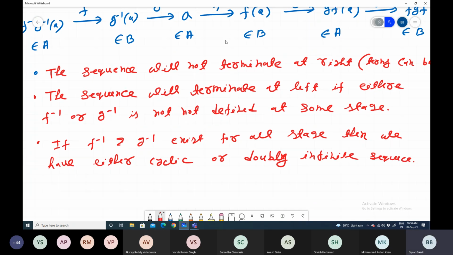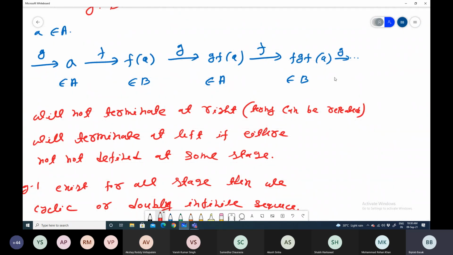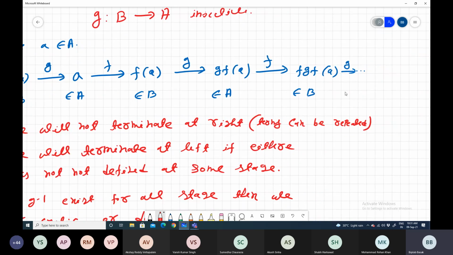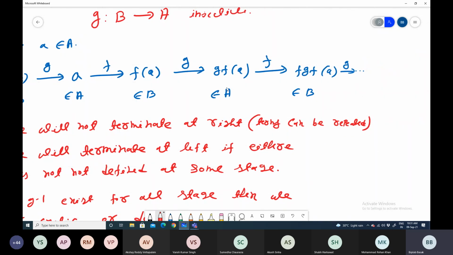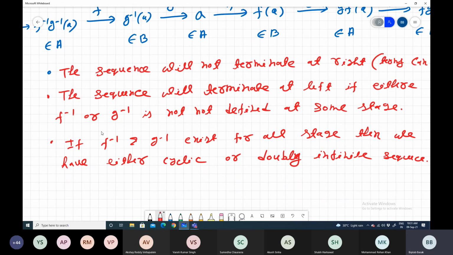Cyclic means all the terms at the left and all the terms at the right are the same at some stage, so that infinite sequence forms a cycle. Otherwise, there is another possibility: the right side is infinite, it can be repeated, and the left side may be repeated, but they are just different elements. So they are different sequences at the left and at the right, and in that case it will be a doubly infinite sequence. So we have these three cases.